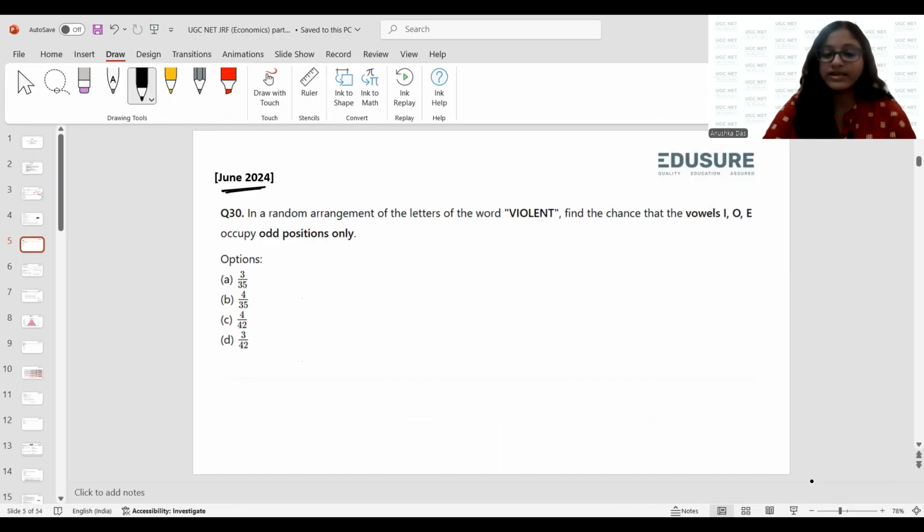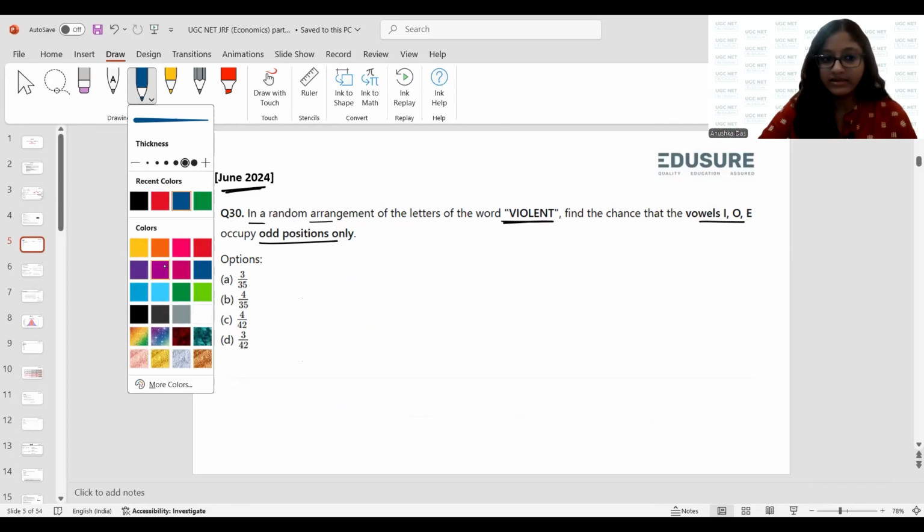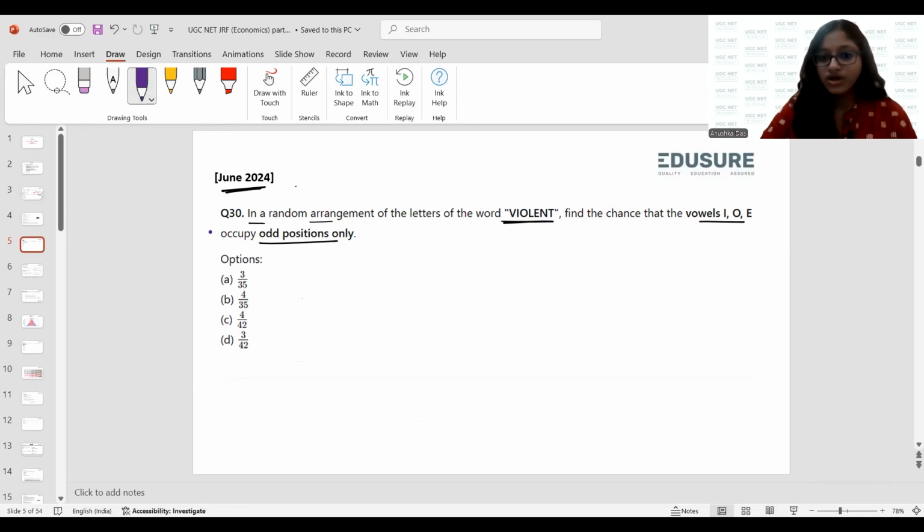This is the next question, question 2, June 2024 paper, most recent year question. It says, in a random arrangement of the letters of the word violin, find the chance that the vowels I, O, E occupy only the odd positions, right? So this is a classic probability question. So let us see how to solve this question.